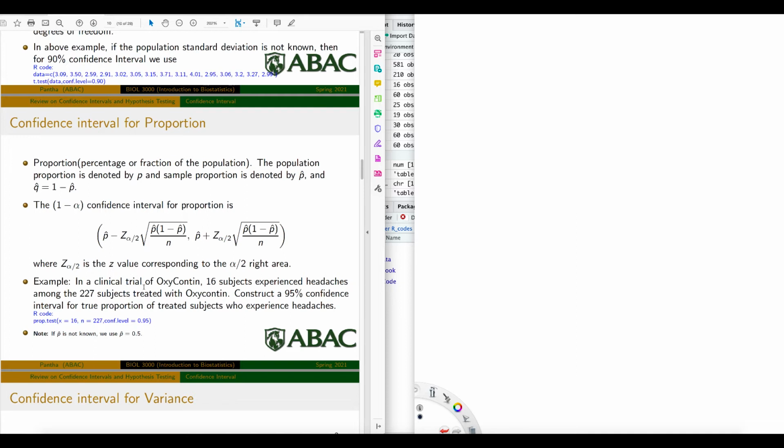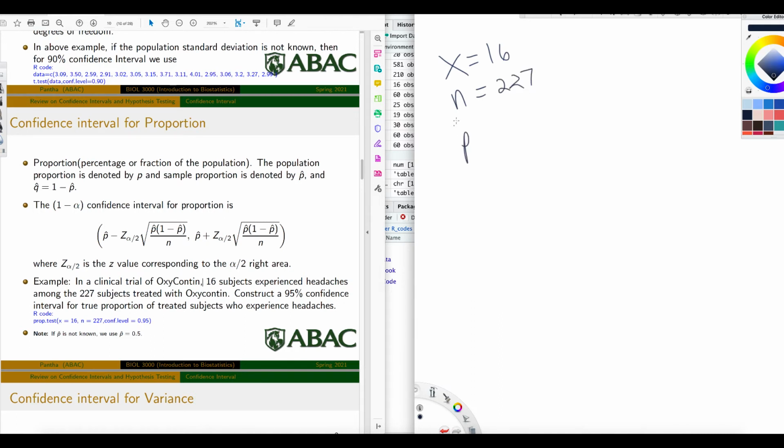In a clinical trial of OxyContin, I think that OxyContin is a pain reliever. I'm not sure about that, but you can check. In a clinical trial of OxyContin, 16 subjects experienced headache among the 227. Okay, so what is x? x is 16, and n, the total sample size, is 227. So p hat will be what? x over n, that is the sample proportion. So 16 over 227, that is the p hat. Okay, guys. Construct a 95% confidence interval for the true proportion of treated subjects.